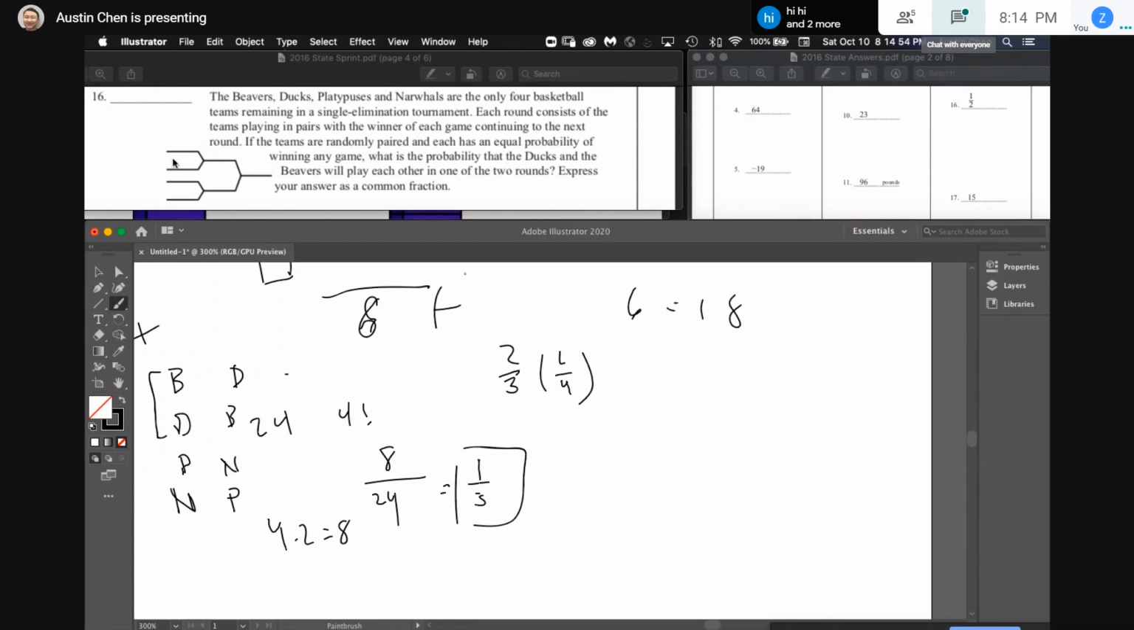The chance that the ducks will win here is 1/2. The chance that the beavers will win here is 1/2. So the probability of them both winning is 1/2 times 1/2, or 1/4. So then this is just 1/6. Then we add our probability of 1/3 plus 1/6, which is 3/6, which is 1/2. Yeah, that's your answer, 1/2.